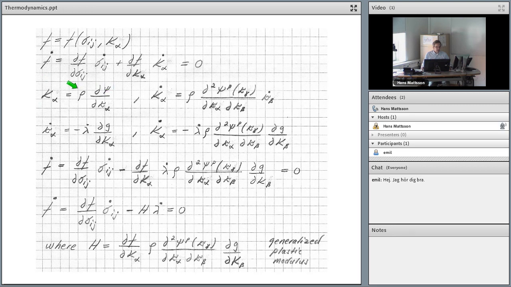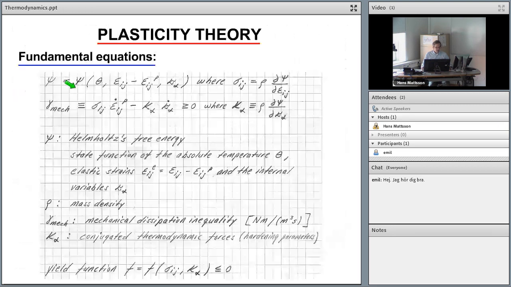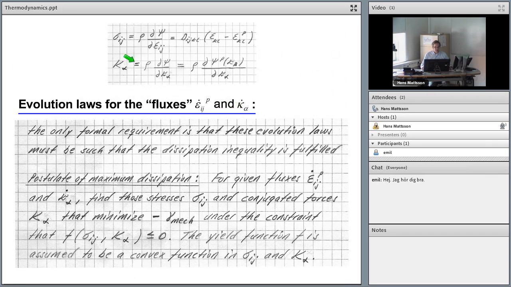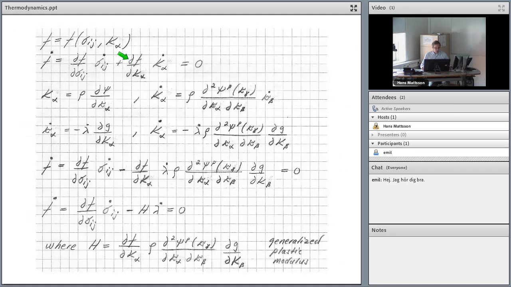This result here we got from the Helmholtz free energy function when we take these derivatives here. We have this result here. And then we have this function here. And if we differentiate this function also, we get this result here.